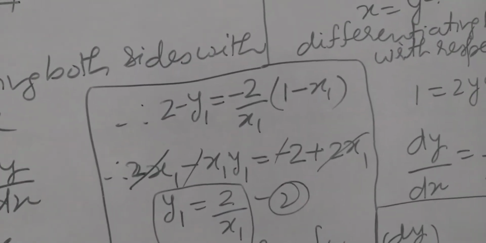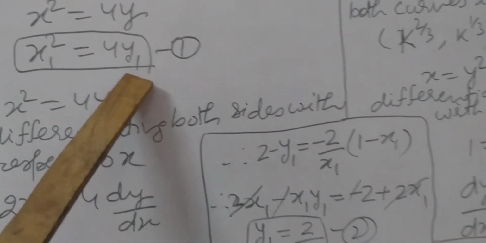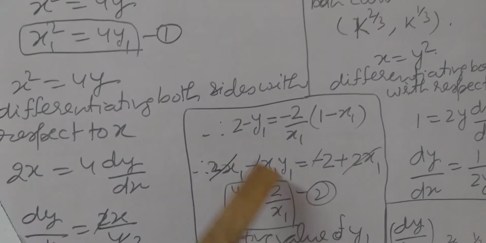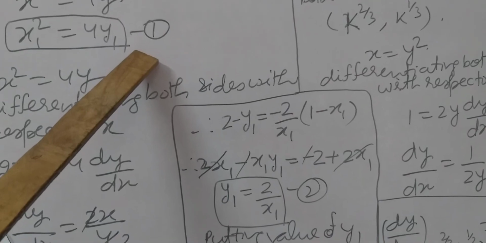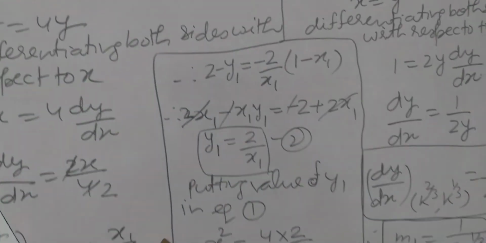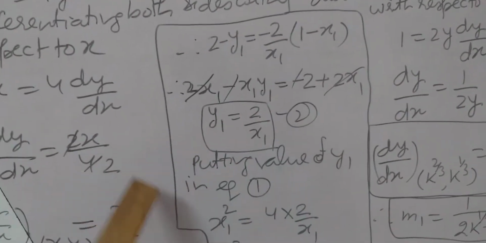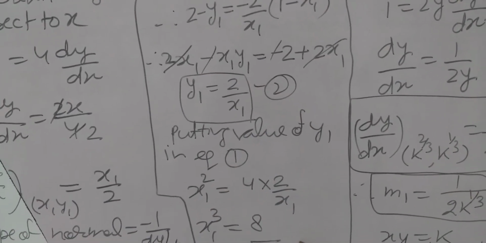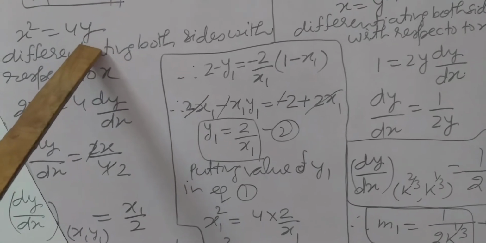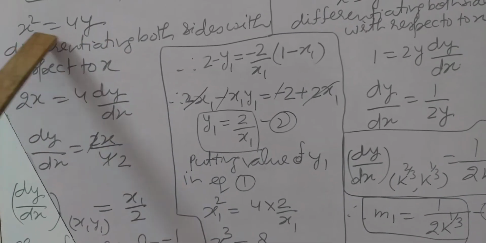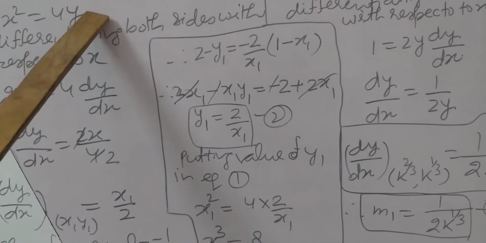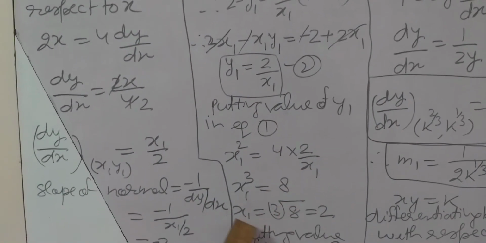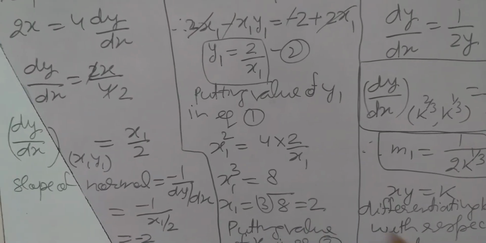Okay student, this is equation number 2 and this is equation number 1, student. So we are going to put value of y1 from 2 in 1 so that we can get the value of x1. So putting value of y1 from 2 in 1, x1 square equal to 4 into 2 upon x1. Here we have to put, student. So x1 square equals to 4 into 2 upon x1. So x1 cube equals to 8. x1 equal to cube root 8 equals to 2.